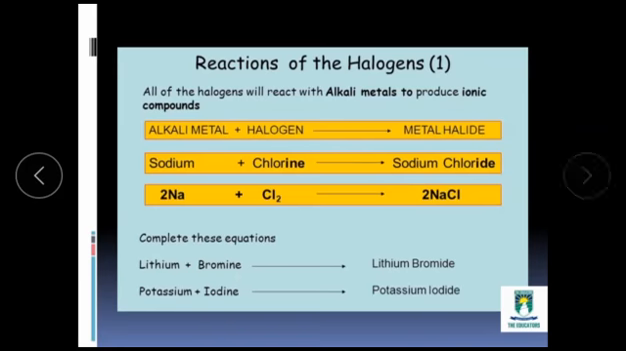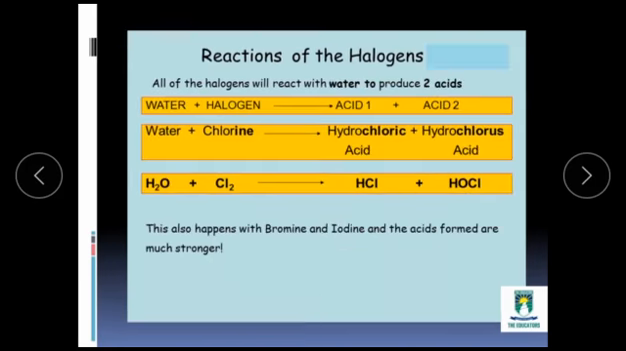Reactions of halogens with water. Students, fluorine decomposes water in the cold and in the dark. Chlorine decomposes water in the presence of sunlight. Bromine only reacts with water under special conditions, and iodine does not give this reaction. So whenever chlorine reacts with water, it will give us HCl and HOCl.